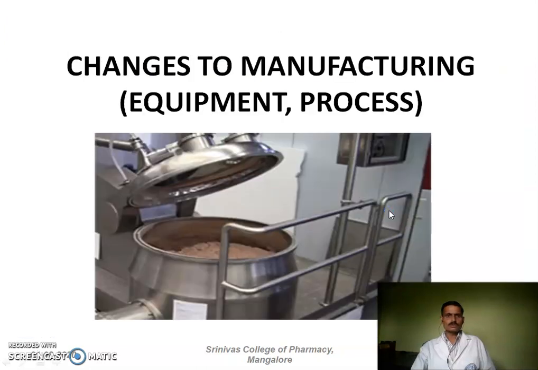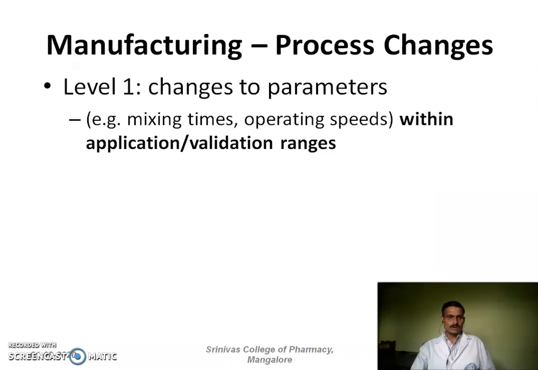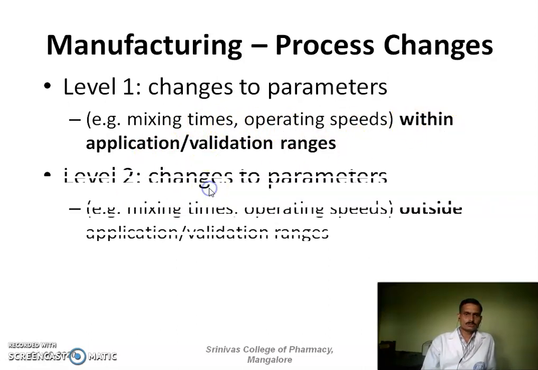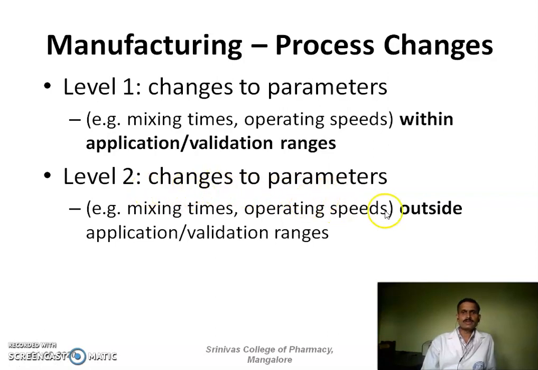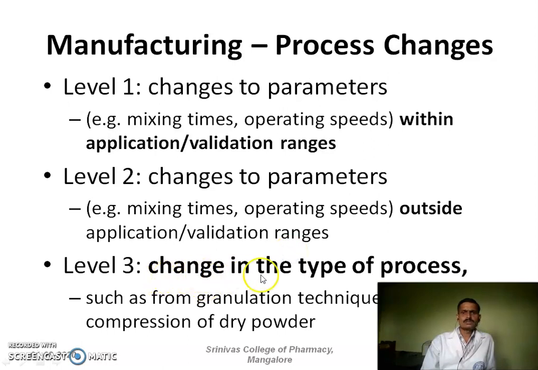So next we will go for change in the manufacturing, that is equipment or process change. What to do? Some changes in parameters, like mixing time and operating speeds that are within the validation range. Level 2 means changes to parameters that are outside the validation ranges, that is mixing times or operating speeds. And level 3 means change of type of process, an entire change, like granulation from wet granulation to dry granulation or direct compression. So that's a major change, level 3.